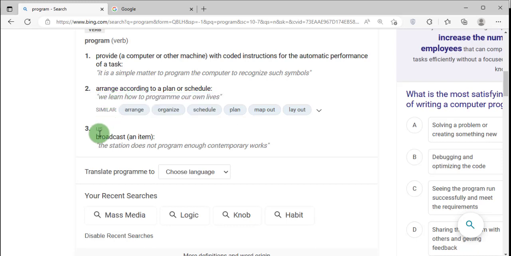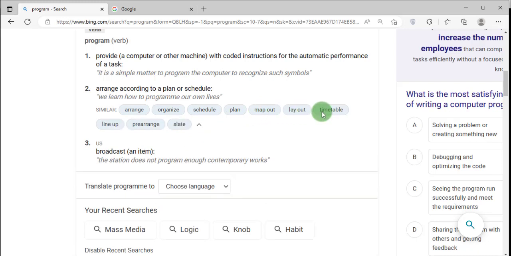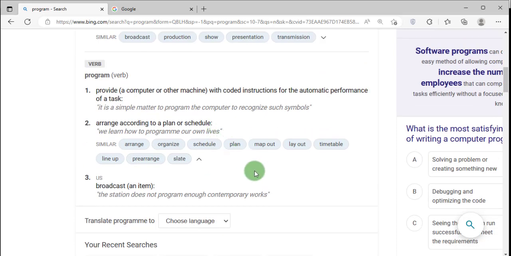Similar meanings in this regard are arrange, organize, schedule, plan, map out, layout. I think there might be more: timetable, line up, prearrange, slate. These are other words which might have their own meanings, but we are not diving deep into those words as well.